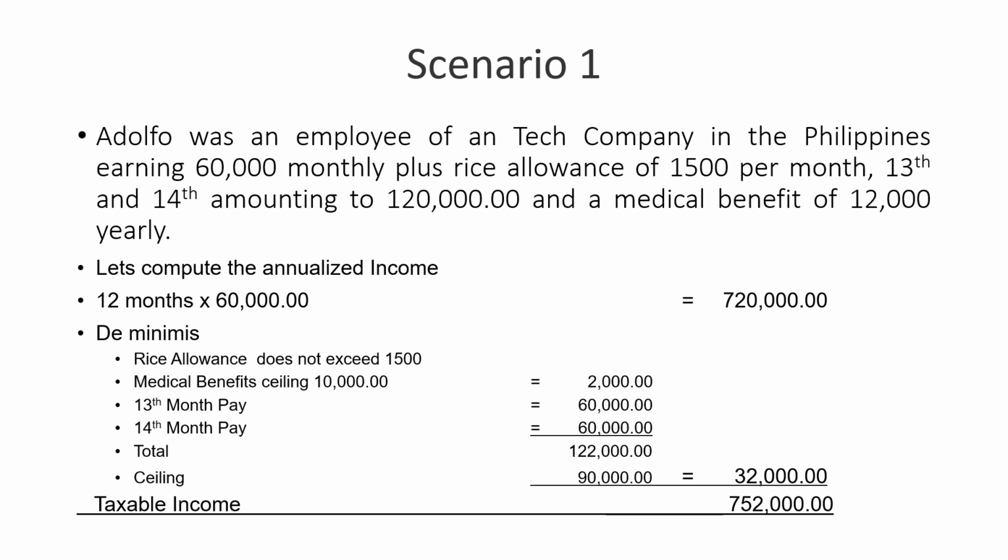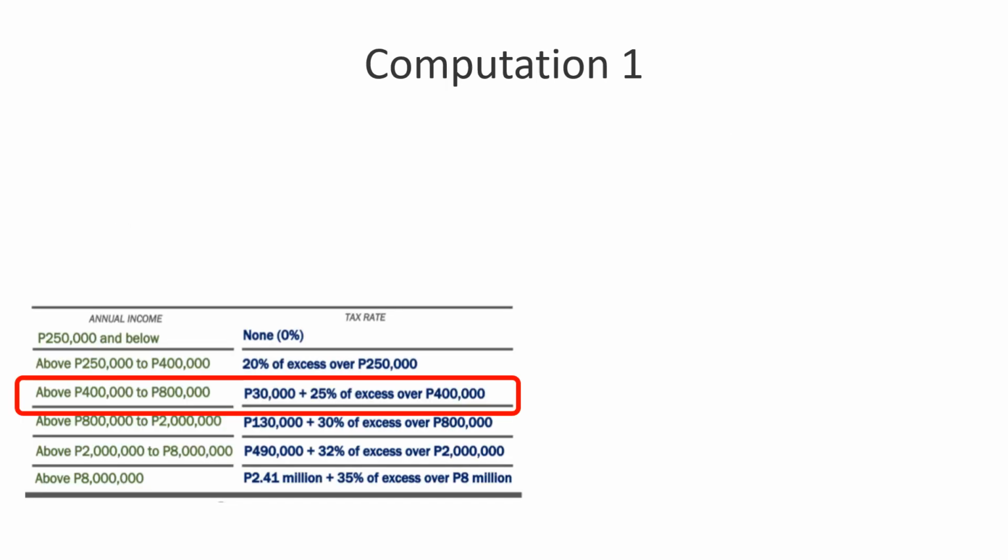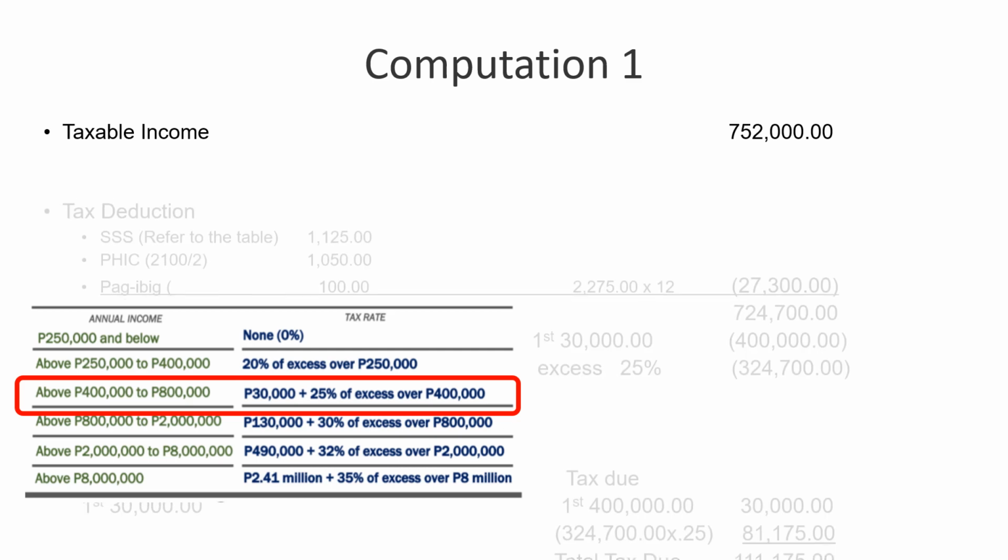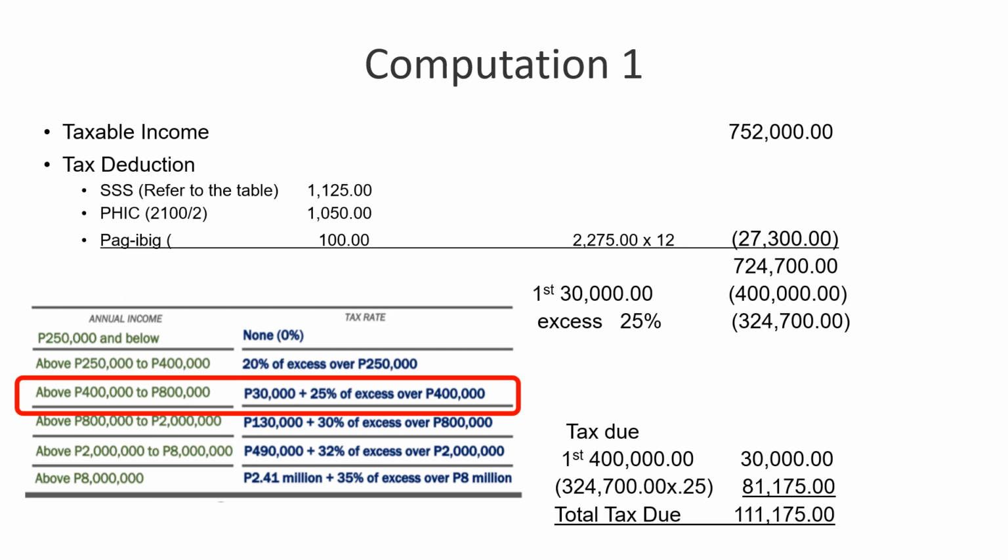Pero take note, kukumpitahin natin, meron siyang mga deduction. So, let's see. So, we have now the taxable income natin, 752,000. So, ano yung mga deduction niya? Si SSS, pwede tayong mag-refer dun sa table. May ipapakita ko sa inyo. Makikita nyo na 1,125. But take note, this is for a month. Si PhilHealth, it's 3% of the gross, shared equally by the employee and the employer. So, 1,050. And then, the Pag-ibig, it's 100 per month.